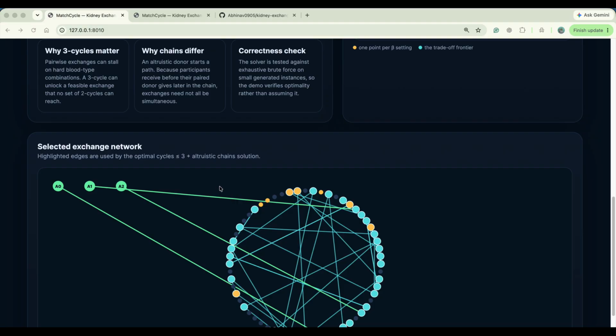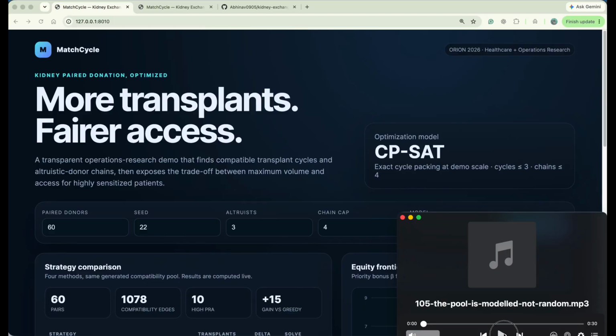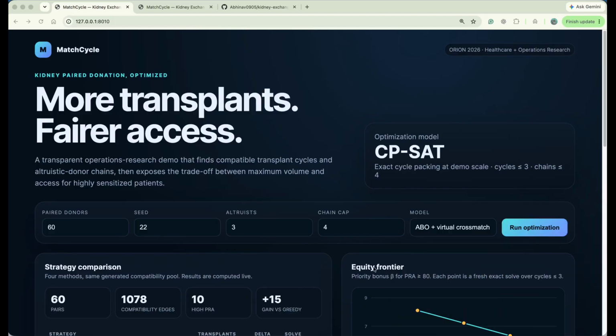Altruistic donors are different. They start a chain, and since everyone receives before their own donor gives, nobody can renege. Chains don't need simultaneity. Compatibility here isn't random edges. It's ABO blood type, using real population frequencies, plus a virtual cross-match, because a recipient can carry antibodies against a donor, even when the blood type works.